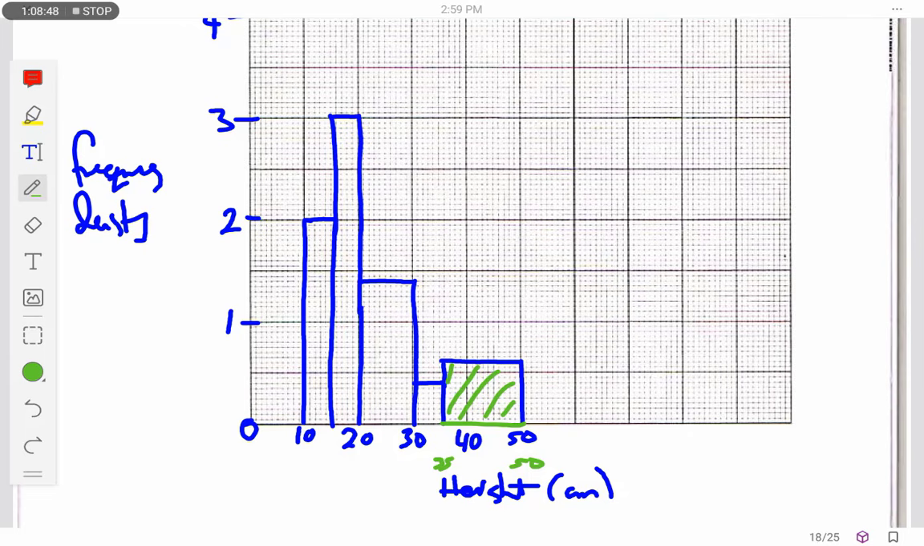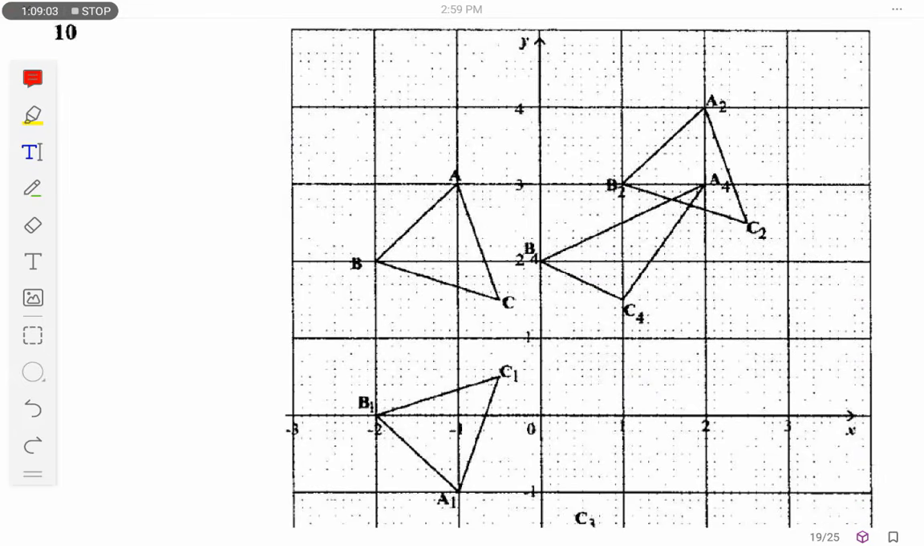15 times 0.6, you get the frequency that you had initially, which was 9 there. Okay, so that's how we do it. Let's move on to the next question.